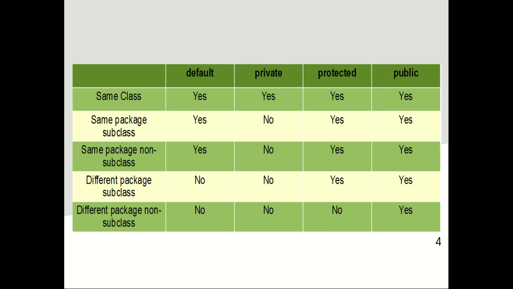First we discuss the default access specifier. Whenever we specify any element with the default specifier, it is accessible within the class and within the package only, and we cannot access those members outside the package. The second access specifier is private. Whenever we define members with private, they are only accessed within the class. We cannot access them outside the class, outside the package, or anywhere else.